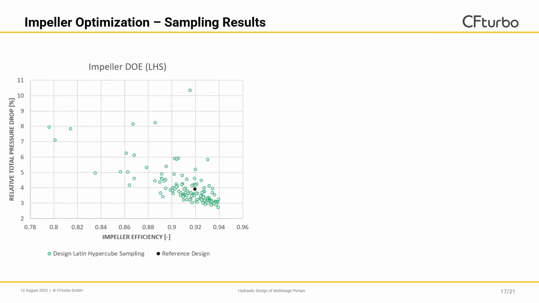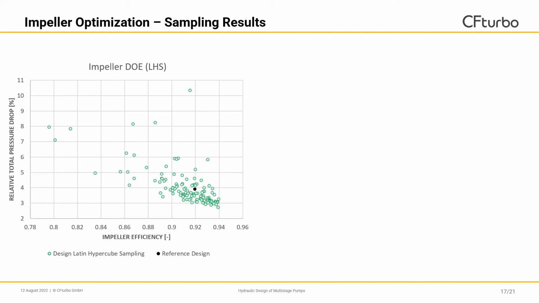So similar to our bowl diffuser optimization, we started the optimization of our impeller by running an initial design of experiments using a Latin hypercube scheme. Displayed in this graph, you can see the results from the sampling, and on the y-axis, we have the relative total pressure drop inside of the impeller domain due to cavitation effects, and on the x-axis, we can see the impeller efficiency under cavitation-free conditions. Our black dot marks our reference design, and scattered around you can see the results from the sampling.